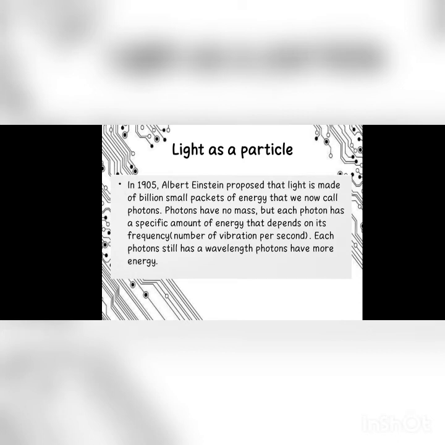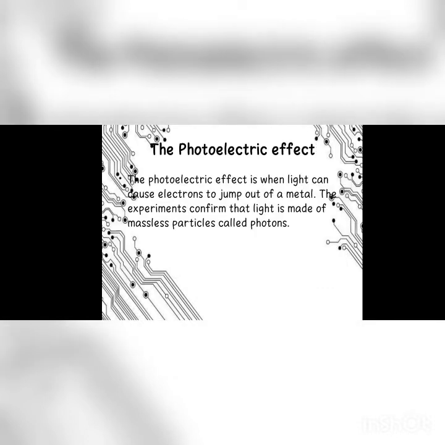Light as a particle. In 1905, Albert Einstein proposed that light is made of billions of small packets of energy that we now call photons. Photons have no mass, but each photon has a specific amount of energy that depends on the frequency, the number of vibrations per second. Each photon still has a wavelength. The photoelectric effect is when light can cause electrons to jump out of a metal. The experiments confirm that light is made of massless particles called photons.